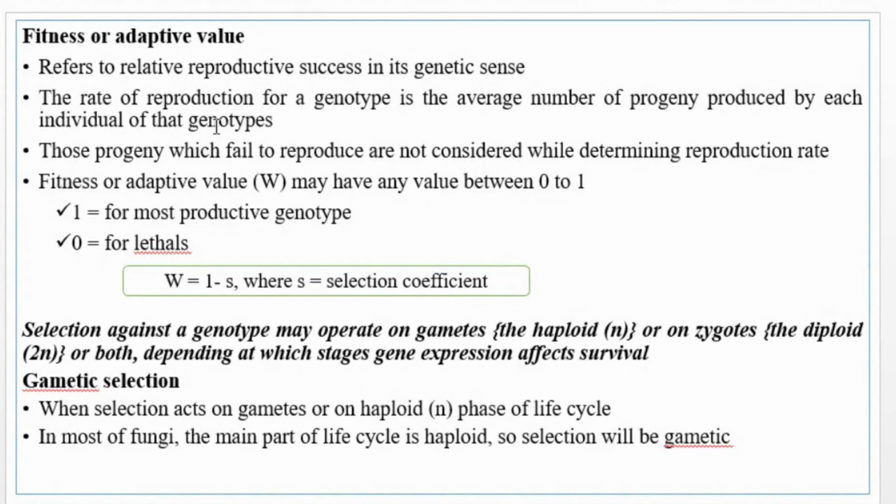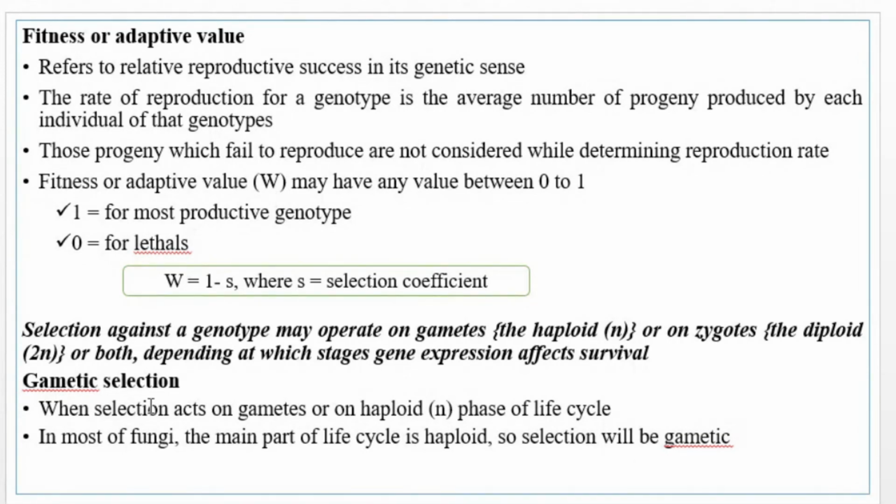Selection against a genotype may operate on gametes, the haploid, or on zygotes, the diploid, or both, depending on at which stage gene expression affects survivability. So selection can be done at the haploid stage, at the diploid stage, that is the zygote stage, or at both stages, depending on at which stage the gene expression affects survival. If gene expression affects the haploid, we select in the haploid; if it affects the diploid, we select in the diploid; if both, we can select in both stages. So in this way selection may be practiced at the gametic level or the zygotic level, as gametic selection and zygotic selection.